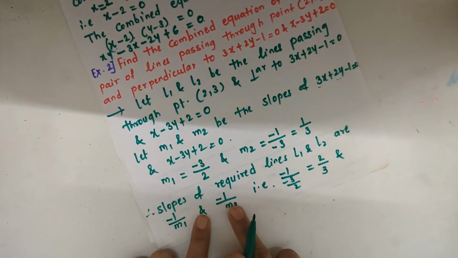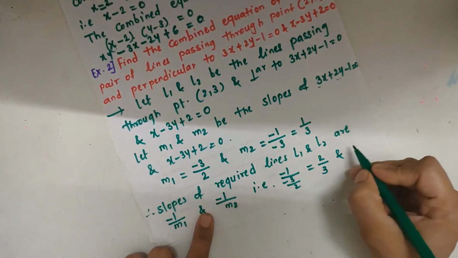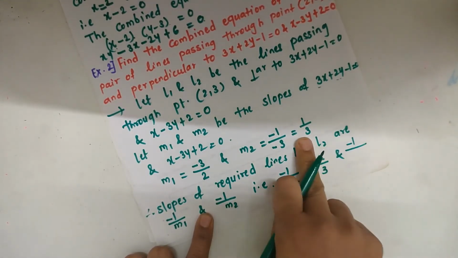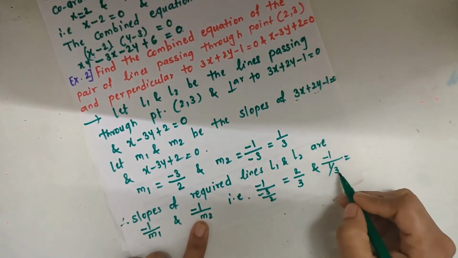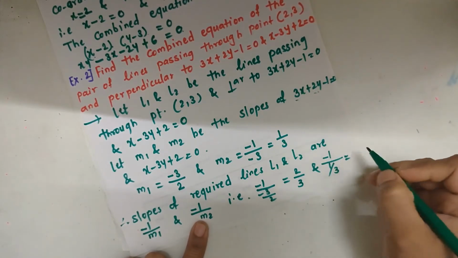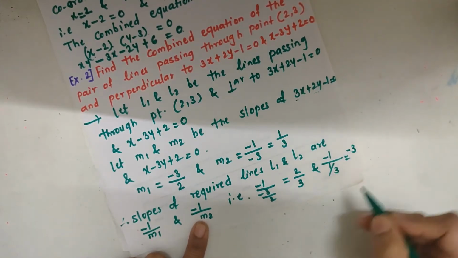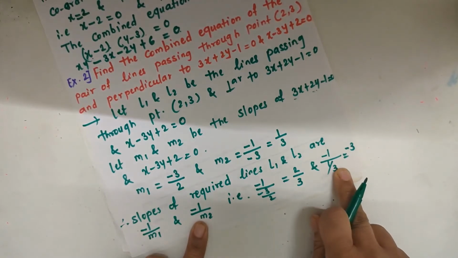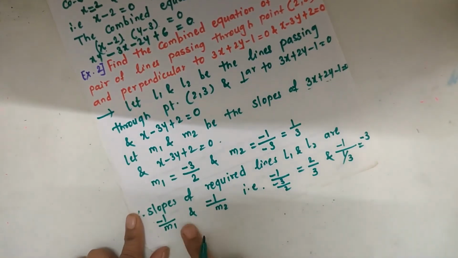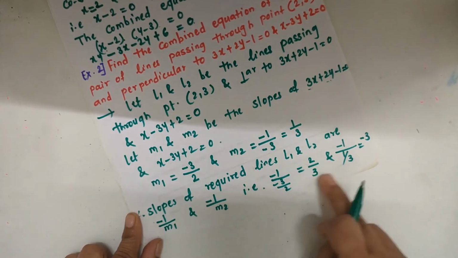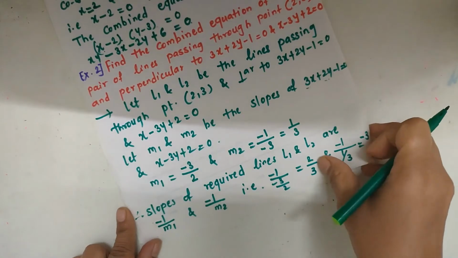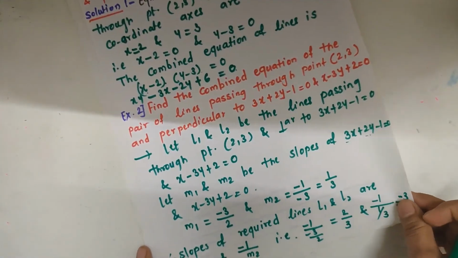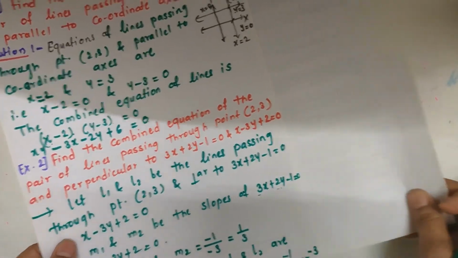And the second slope, minus 1 upon M2. So minus 1 upon the value of M2, which is 1 upon 3. 3 becomes the numerator and then we get the slope minus 3. So in this way we get the slopes of required lines, 2 upon 3 and minus 3, which are perpendicular to these given lines. Now by using slope point form we calculate the equation of required lines.